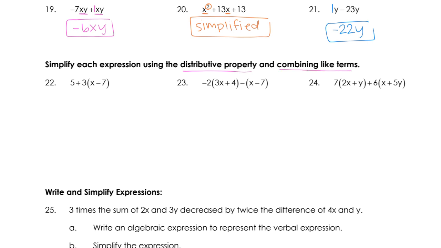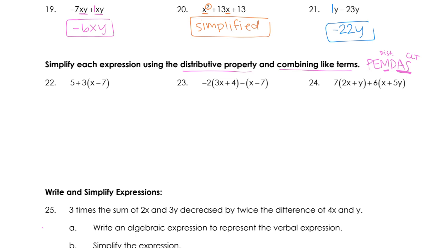So looking at number 22, I see 5 plus 3 times x minus 7. If you remember PEMDAS, if I write that over here off to the side, a lot of people always think, well, parentheses are first, right? But inside the parentheses, there's nothing to do. So we're going to skip over parentheses. There's no exponents. Notice right here, multiplying happens before you add or subtract. Adding or subtracting would be combining like terms. Multiplying would be your distributive property. So distributing always happens first, then you combine like terms. Never, ever, ever add the 5 plus 3 first.